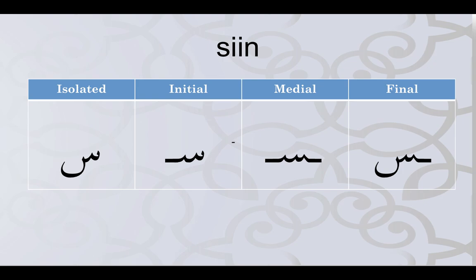Next two letters are going to be the Sin and the Sheen. The letter Sin is written like this. Its four formats, the isolated, initial, medial, and final, are written different from each other. And they are written identical to the letter Sheen, except the letter Sheen has three dots on top, and it's written like this.